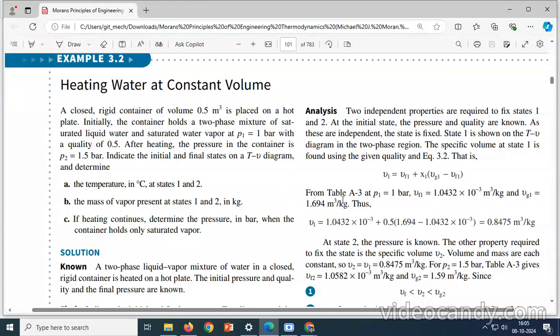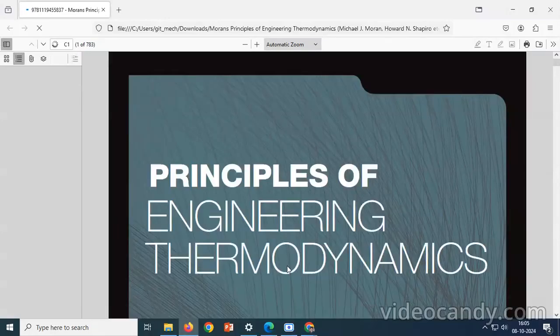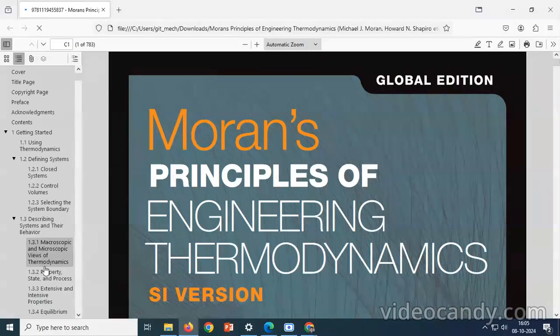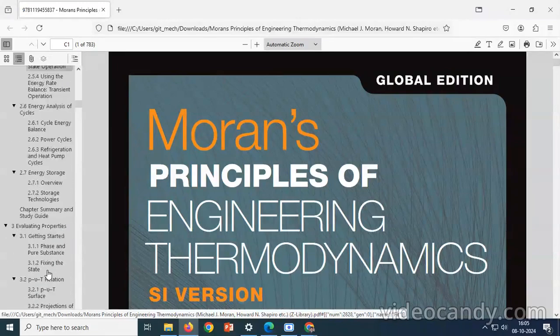Any answers from other students? Why is this specific volume different? Volume for the rigid container is the same. Yes, any answer? Specific volume and fixed volume in the container, both are different. If you cannot reply, you can reply in the message also, no issues.